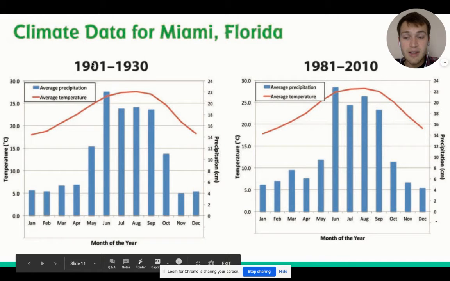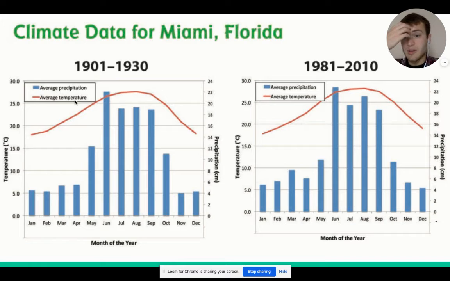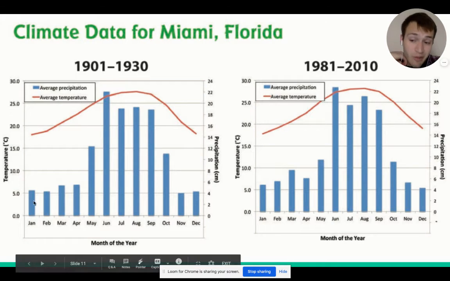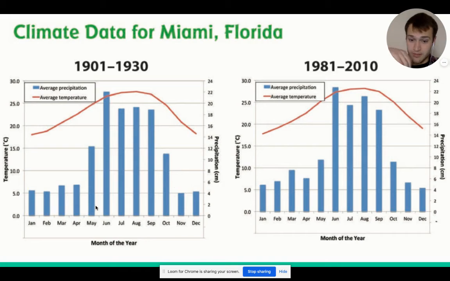Since all of this data is from 1901 to 1930, that means they combined all the precipitation and temperature data for those years and then found the averages. So for these years, the average precipitation in January was this. The average precipitation was this, and so on. And it's the same for 1981 to 2010.